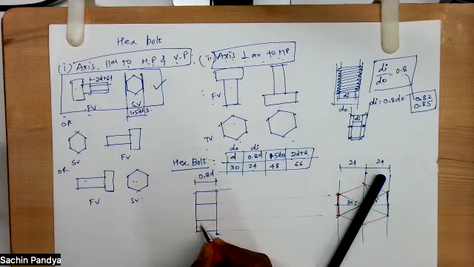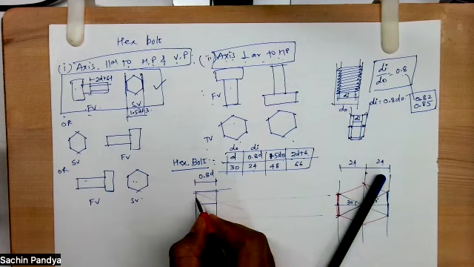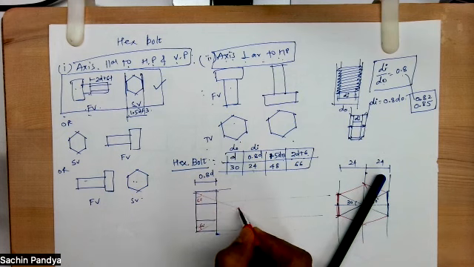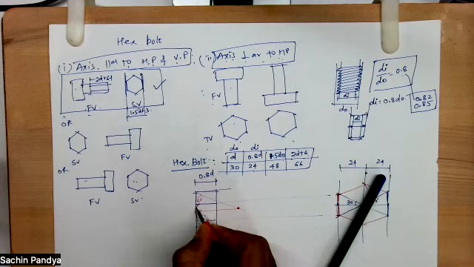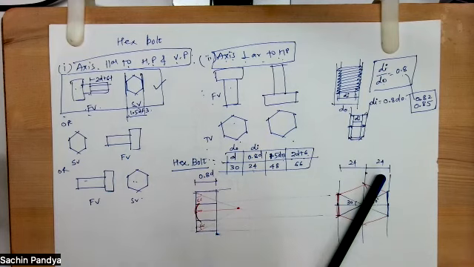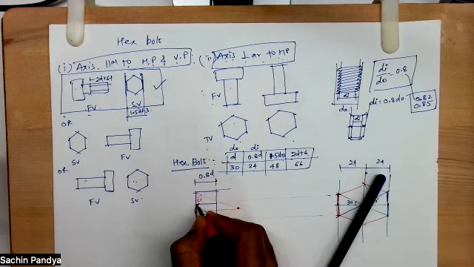This angle is how much? 60. And this angle also 60. Wherever it will cut from that point to this radius, we'll draw an arc. Got it? Again, from this point we'll take 60°. Wherever it will cut, we'll draw an arc.